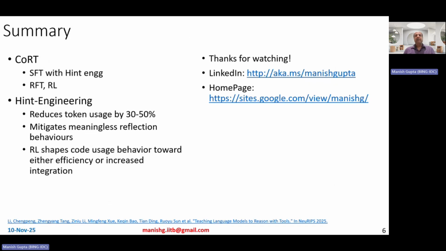Okay. So in summary, in this video, I talked about CoRT, which involves supervised fine-tuning with hint engineering, and it also involves reinforcement learning, and lastly, it also involves rejection fine-tuning. Right? This hint engineering specifically contributes significantly. It maintains similar accuracy levels across various math reasoning tasks. However, it reduces token usage by 30 to 50%. It does this by mitigating meaningless reflection behaviors in large language models and motivating tool call usage. Reinforcement learning specifically shapes the code usage behavior toward either efficiency or increased integration of coding tools with the large language model reasoning.